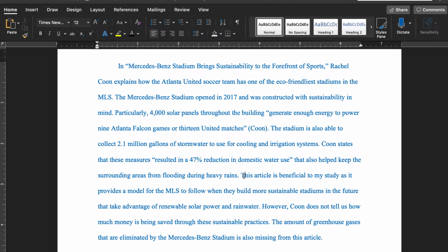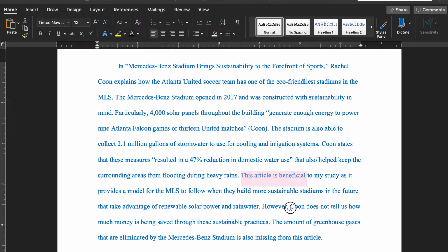Now you'll see that I moved into the parts where I talk about the benefits, right? So this article is beneficial. You can start off simple as that, or this article helps us see, helps us understand, or will help my industry figure out solutions because, right? That's a great way to start that one sentence. And then you'll see that I note, why is it helpful? Particularly, I say it provides a model for the MLS to follow when they build more sustainable stadiums in the future, right? So we can adapt that idea that Atlanta has used, and in the future, when they create new stadiums, ask them to do the same thing.